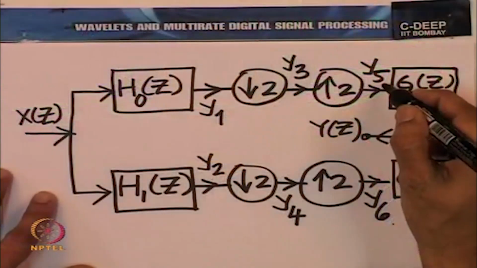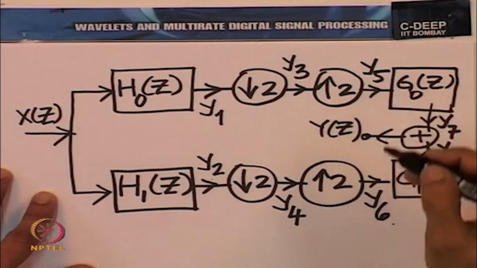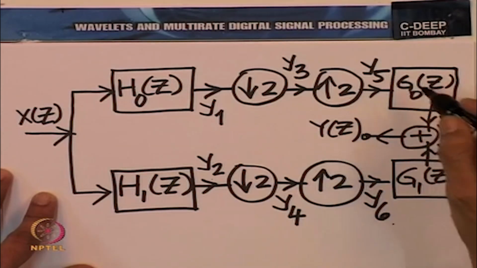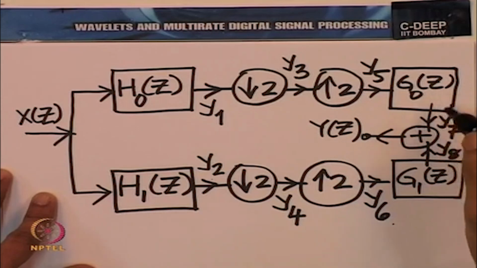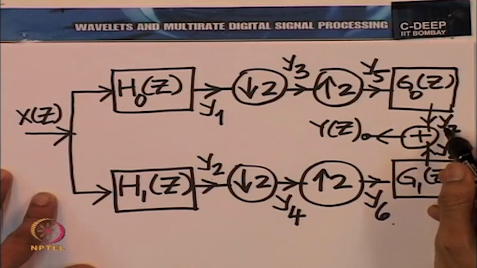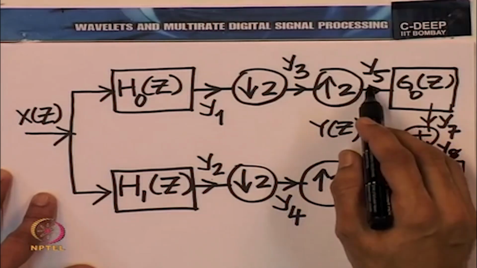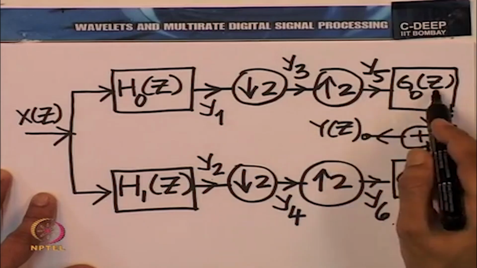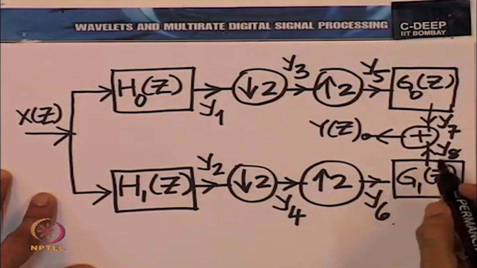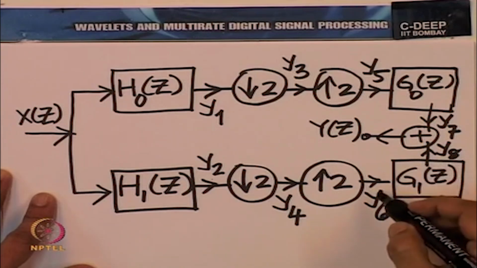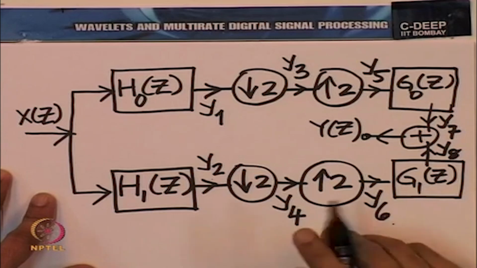So, now we are here. We know what Y5(z) is, we know what Y6(z) is. Y5(z) is acted upon by a filter with system function G0(z), and therefore the z transform at the output after G0 is the z transform of y5 multiplied by G0(z). Similarly, the z transform at the output of G1 is Y6(z) multiplied by G1(z).